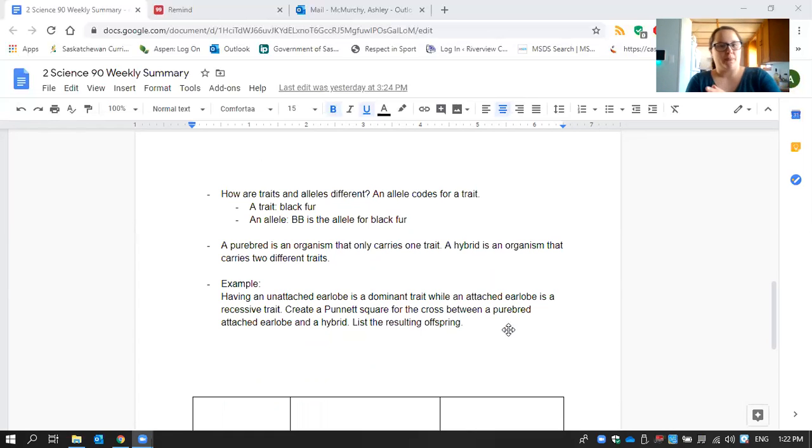Just the last one here is that a purebred is an organism that only carries one type of trait. Say, for example, our allele right up above here is the 2 capital Bs. That one is a purebred because it's only able to pass the black fur gene or trait to its offspring. So it's only a carrier of one type, whereas a hybrid would be able to carry 2 different traits, so that would be, for example, a big B and a little b.